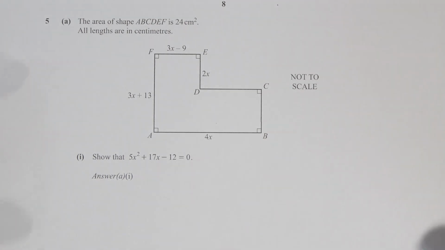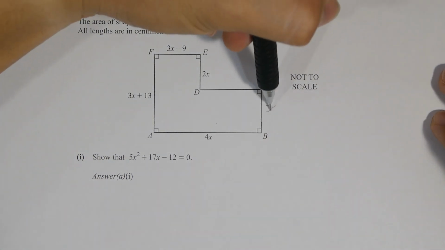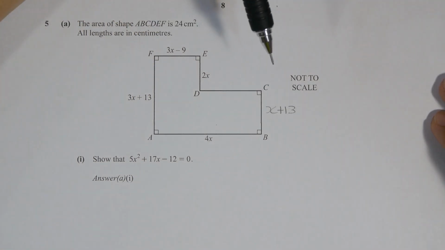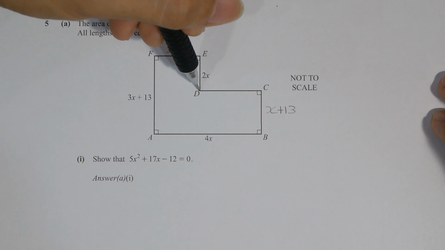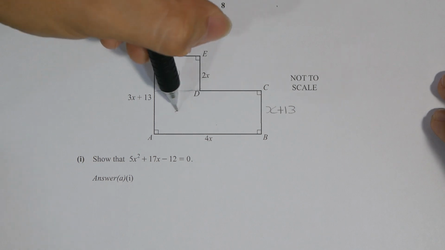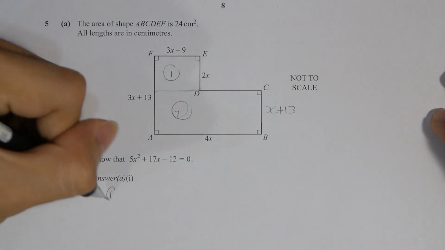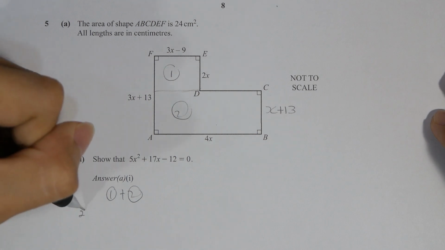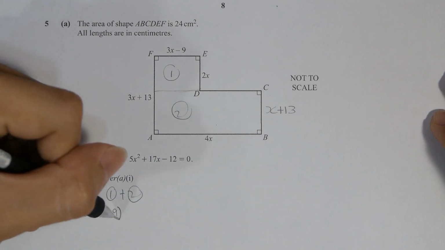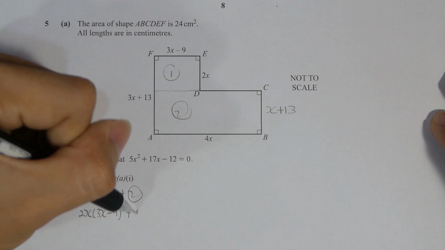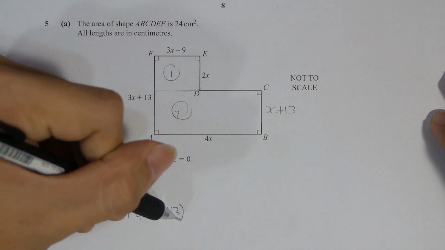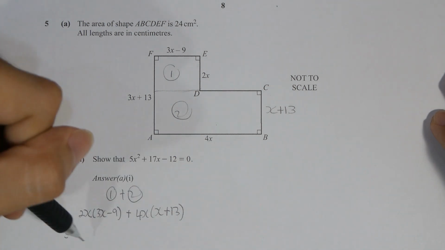So question number 5, part A. I actually separate this shape into two, and I label them as 1 and 2 over there. So the area of the first part will be 2x times 3x minus 9. Whereby for the next one, it will be 4x times x plus 13.